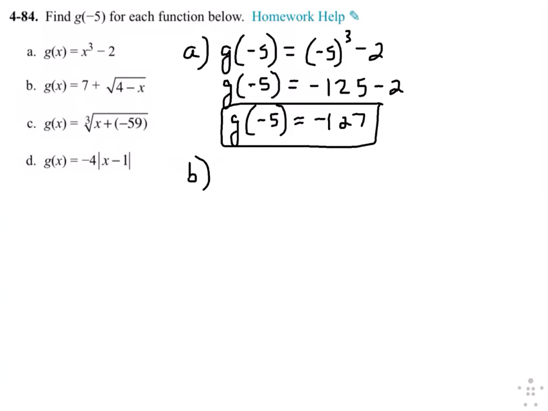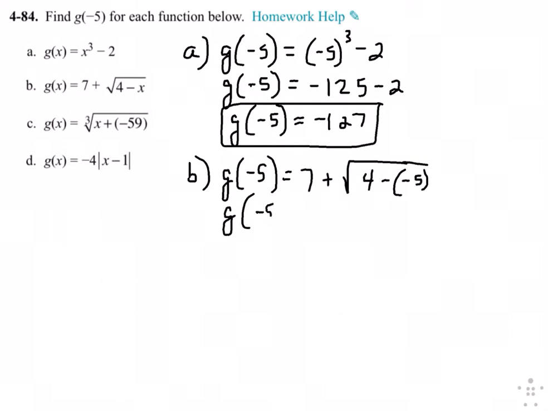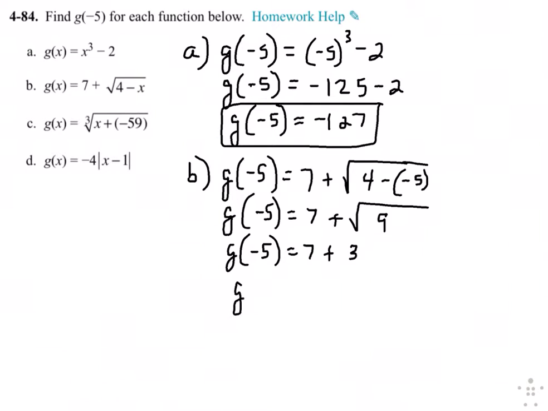Okay, let's do B. We can fit that here. We have g of negative 5 equals 7 plus the square root of 4 minus negative 5, right? First step, you just substitute. Okay, so we get g of negative 5 equals 7 plus the square root of 4 plus 5, right? 4 plus 5, which is 9. So we get g of negative 5 equals 7 plus 3. g of negative 5 equals 10 for B.